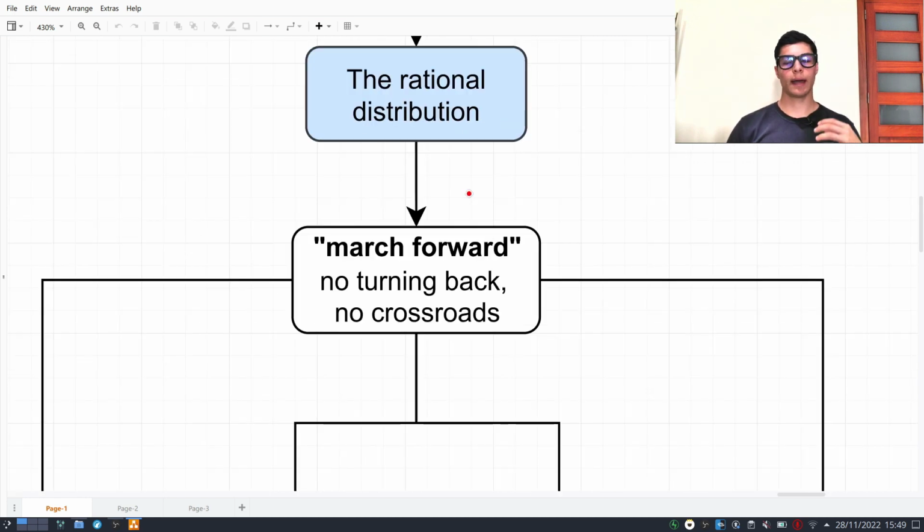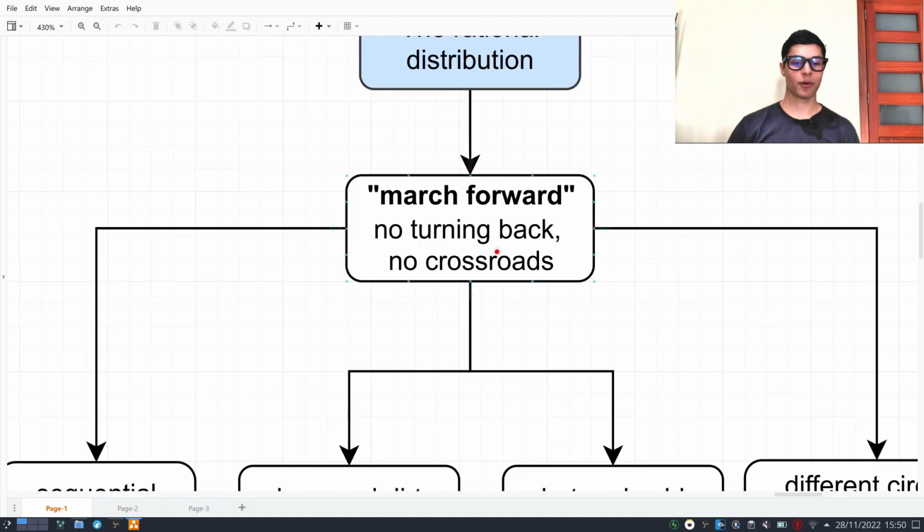And then we have the rational distribution. So how do we get things done? We follow the rule of march forward, no turning back and no crossroads. This means that when something has left, for example, the ingredients zone, and it's already in the culinary area, it can no longer go back to the ingredients zone. Same thing for the distribution. If something has left the cooking area and it's already in the distribution area, ready to be served, it can no longer go back. So we have to make sure that everything we do in each area is perfect, because there is no turning back.